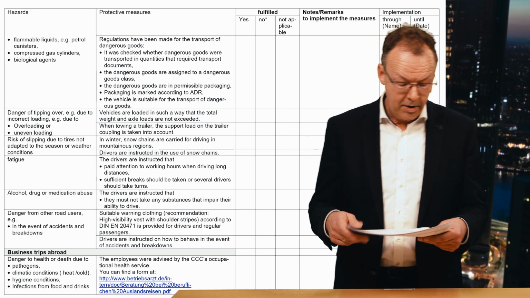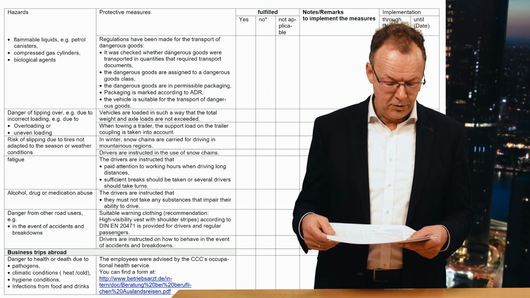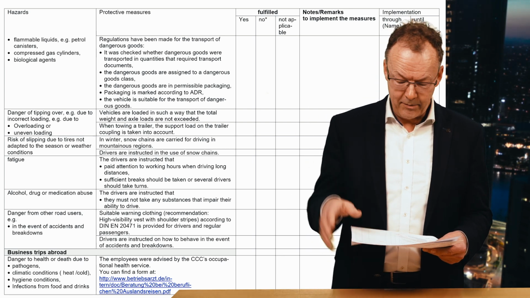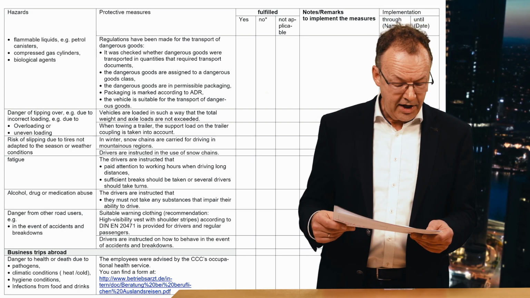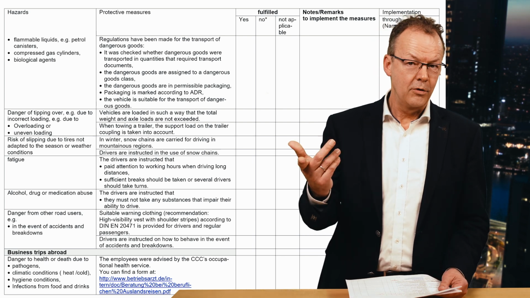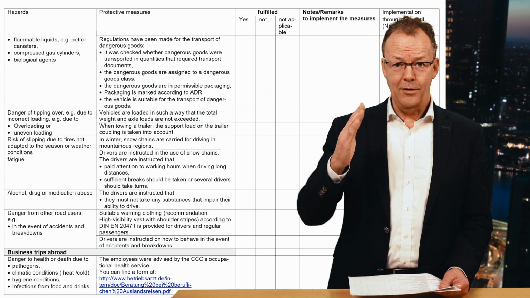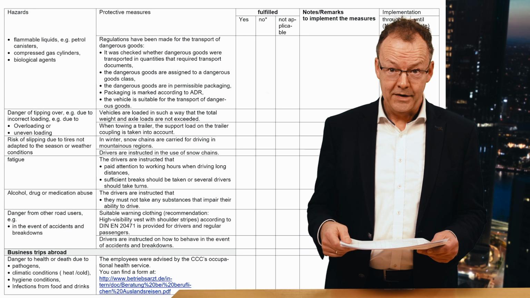Next thing, flammable liquids, compressed gas cylinders, and things like that. If you plan to transport that, and in the case I'm talking about, you would just say not applicable here. And then again, danger of tipping over due to incorrect loading. So again, this is the piano story again. If you have a Fiat Panda and you put in the piano on one side, the whole Fiat Panda may just topple over. And of course, you have to think about that.